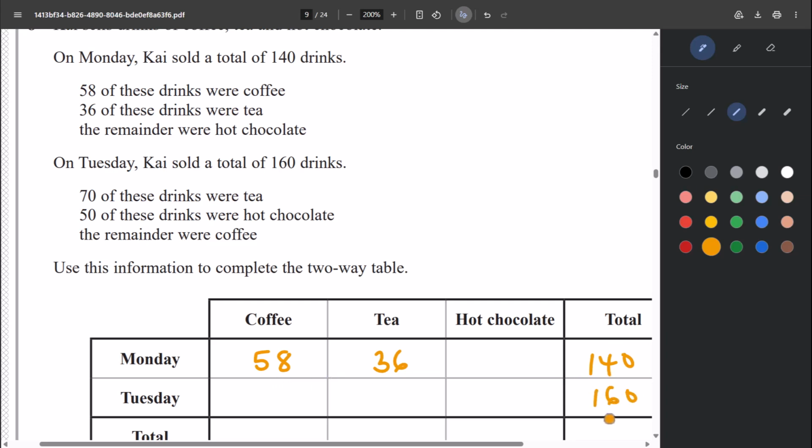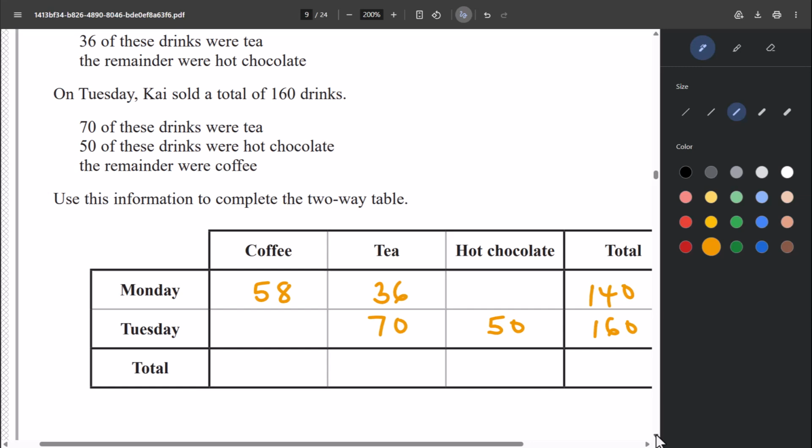That's total. And 70 of these drinks are tea. 70 are tea. And 50 of the drinks were hot chocolates. Well, that's 50 here, were hot chocolates. And the remaining are coffee. So now we're going to use the information to complete the two-way table.